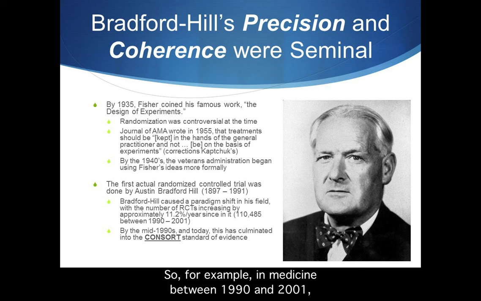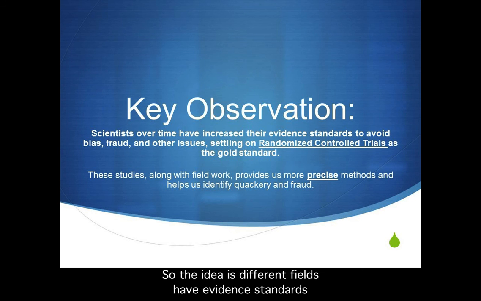For example, in medicine, between 1990 and 2001, there were 110,485 experiments that had a certain classification, and they have formal evidence standards called CONSORT. So different fields have evidence standards and use techniques like randomized controlled trials to try to find evidence in terms of what they're actually exploring.